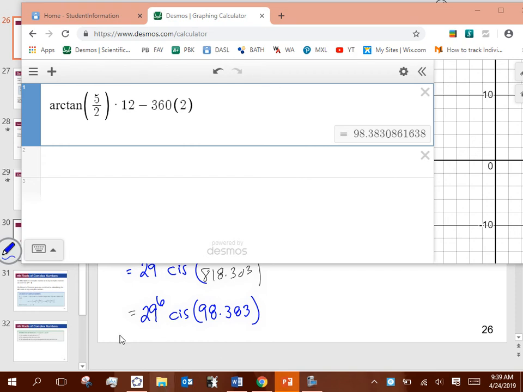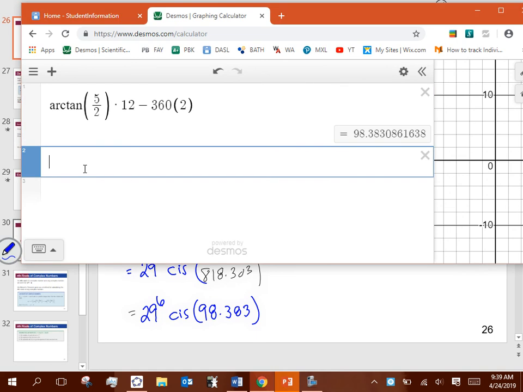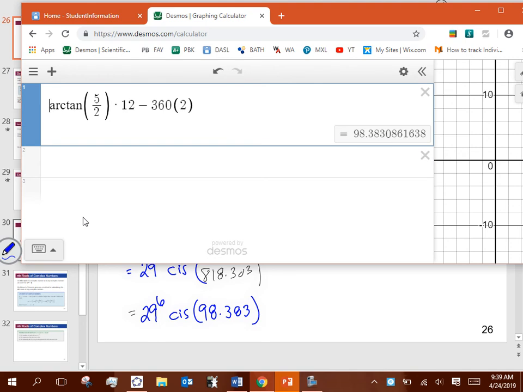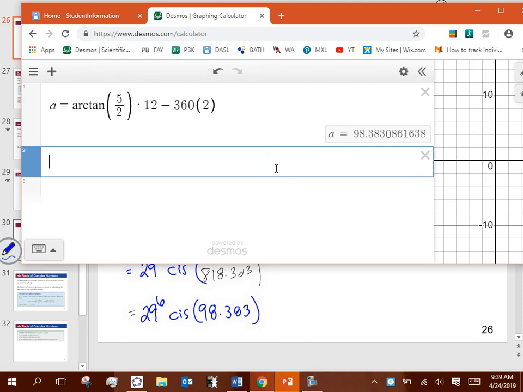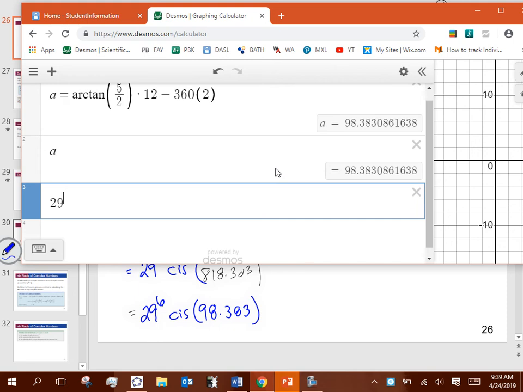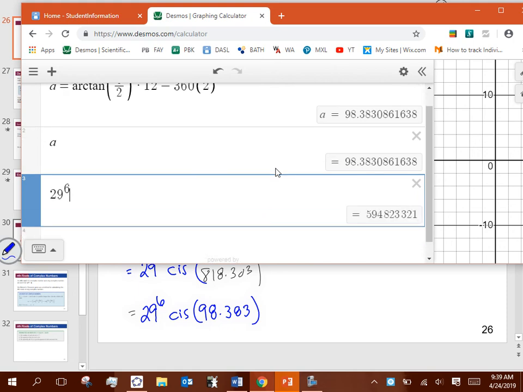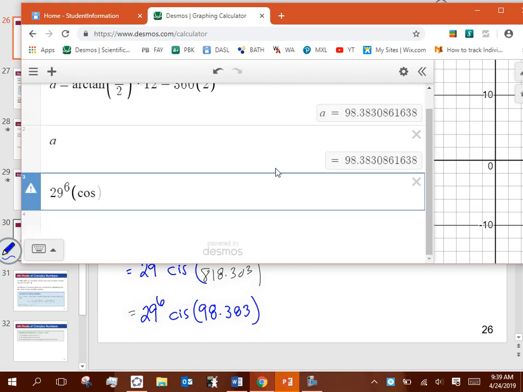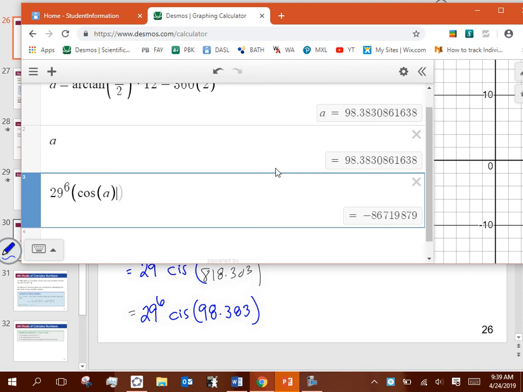So what we're going to do here is I'm going to go 29. So this number here, this is the nice thing about Desmos, is I can define variables. I can say A equals that. So the next time I hit A, I get that, right? Does that make sense? So now I'm going to go 29 to the 6th times cosine of that A. Does that give me that number that we have up there on the board?